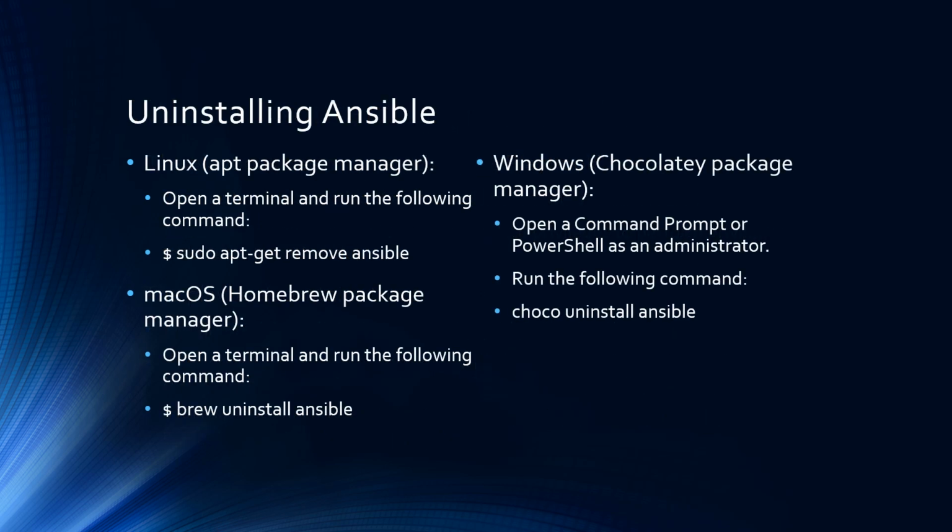While Ansible usually becomes a permanent part of your toolkit, understanding the uninstallation process is important for system maintenance and troubleshooting. The process varies by package manager: apt for Debian-based systems, Homebrew for macOS, and Chocolatey for Windows. Proper uninstallation ensures clean system states and prevents conflicts with future installations. This knowledge is particularly valuable when upgrading Ansible or maintaining development environments.